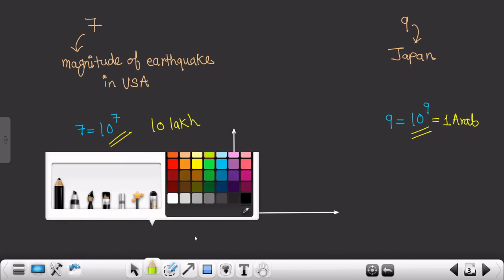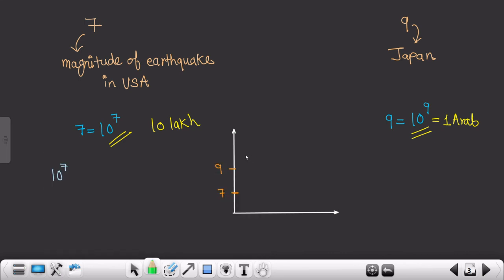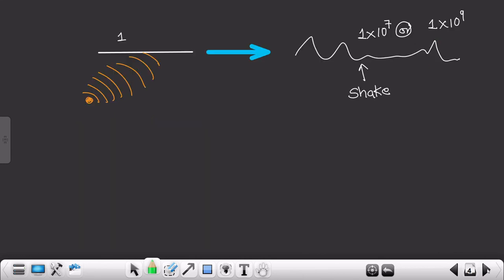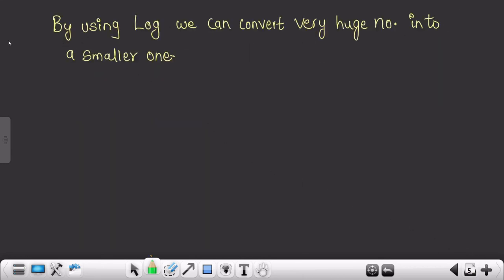So let me write over here as well, this is representing 10 raised to 7, and this is representing 10 raised to 9. So rather than representing such huge numbers, we just made use of log, and we are representing 7 and 9 on this particular graph. So this was the conclusion. By using logarithm, we can convert a very huge number into a smaller one.